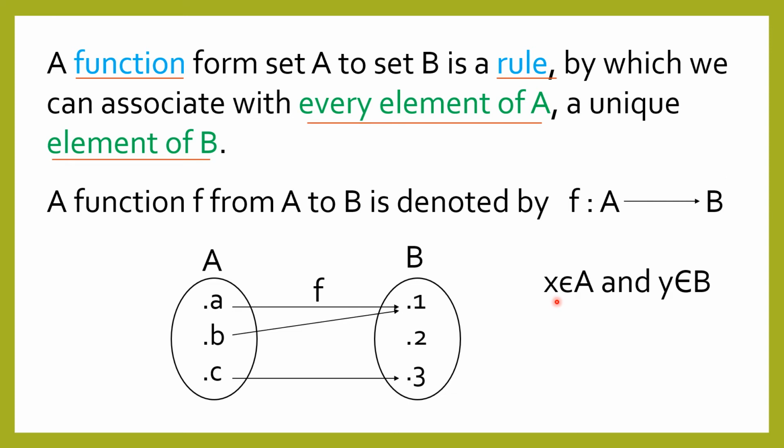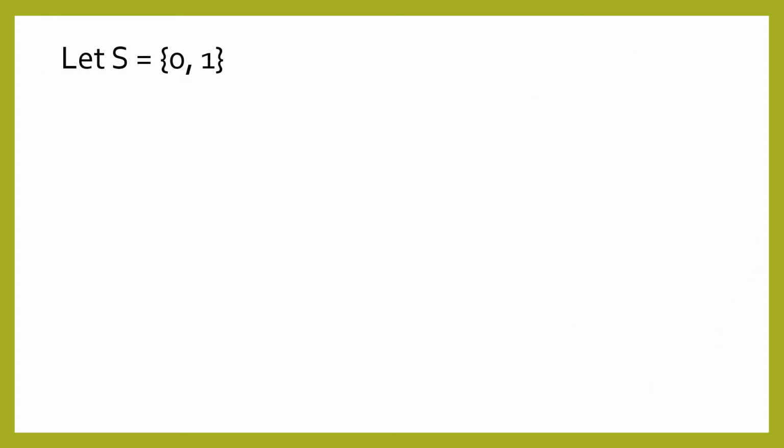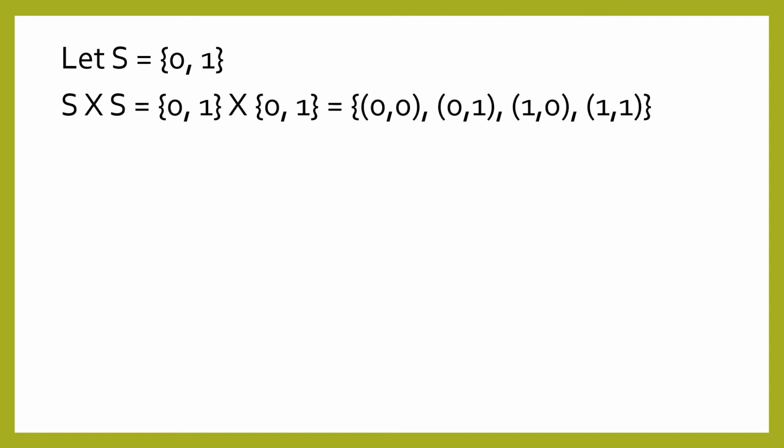If element X of A is associated with element Y of B, then it is denoted by f from X to Y, or Y is equal to f of X. Let S have elements 0 and 1, then the product set S cross S is obtained from the cross product of the set 0, 1 and the set 0, 1. So we get the set of ordered pairs 0, 0, 0, 1, 1, 0, 1, 1.